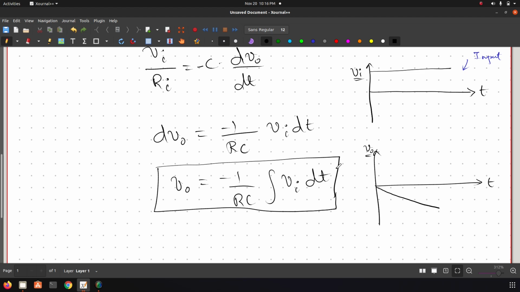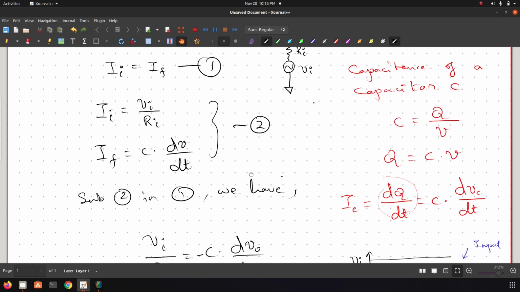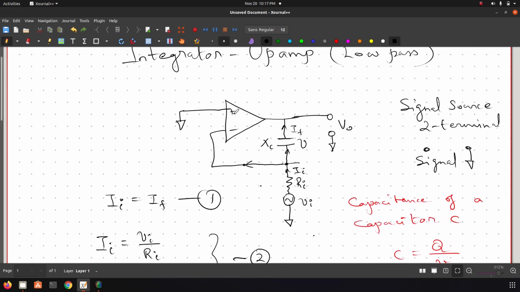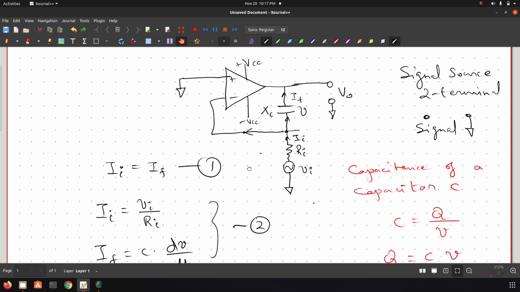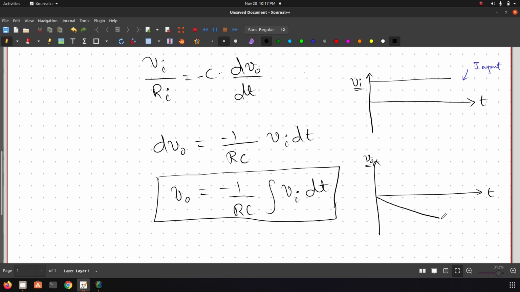And by the character of the op amp, after a certain voltage, when the output voltage is of the order of the biasing voltage plus VCC and minus VCC, the op amp attains saturation. So when the output voltage reaches VCC, it attains saturation and it remains constant. This is how the output looks. This is the output graph.